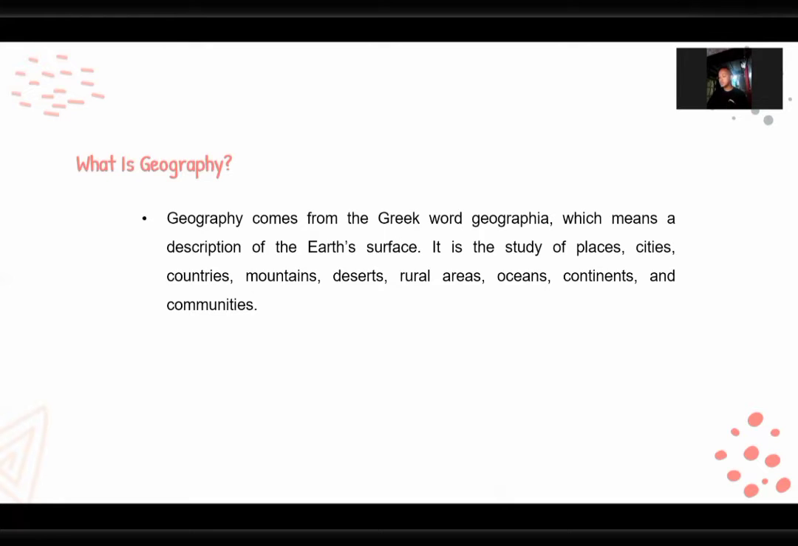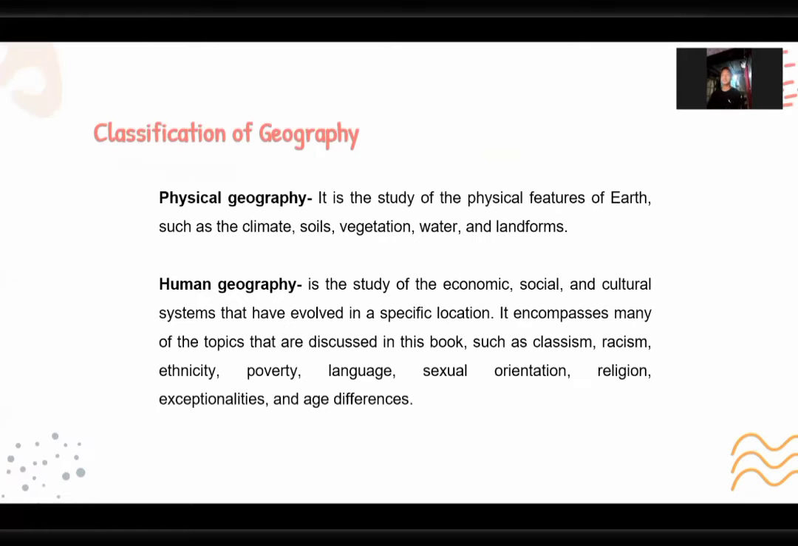The places where people live are spaces or land areas that are distinctive and have meaning or symbolism to the people living in such a region. So, geography has two classifications. The first one is physical geography, which is the study of the physical features of Earth, such as climate, soils, vegetation, water, and landforms.